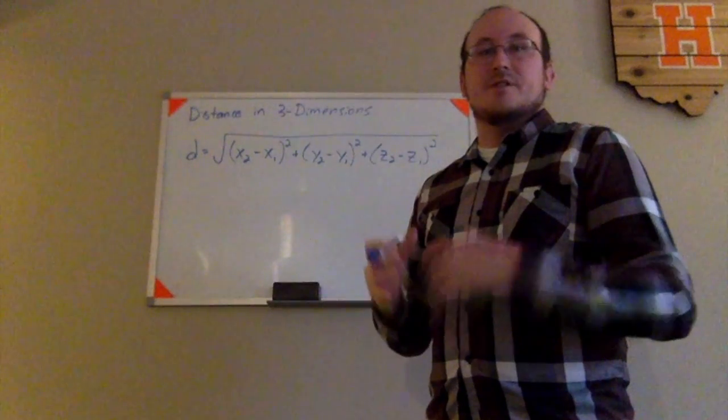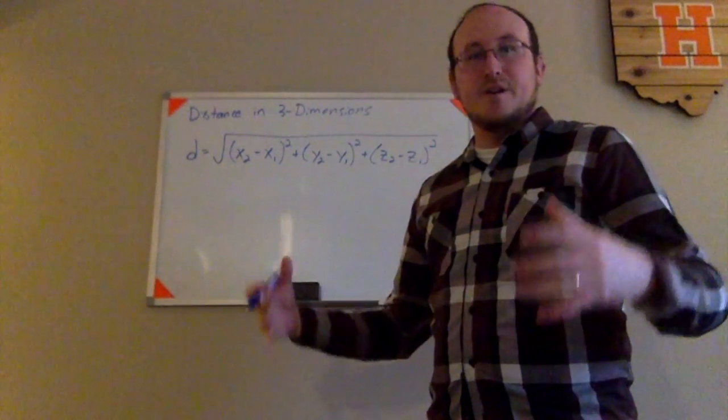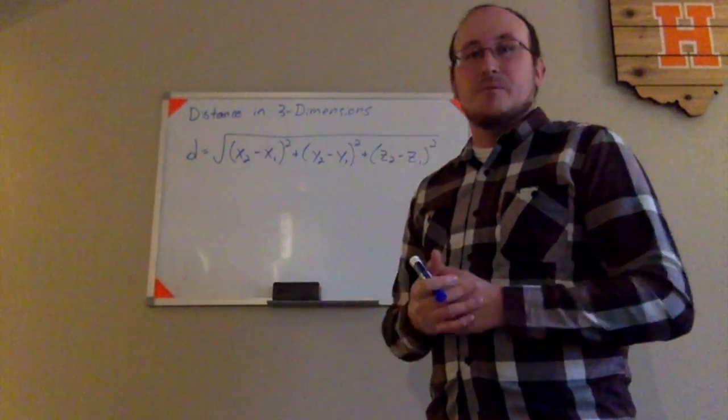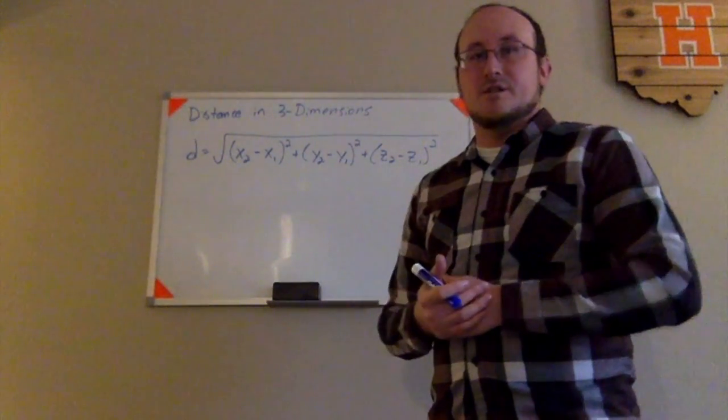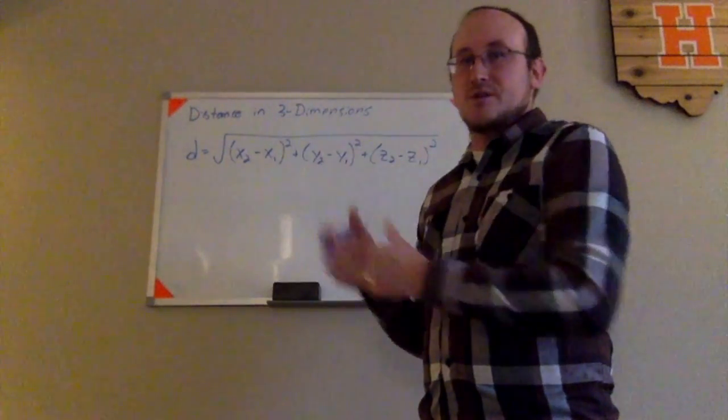We're going to take a look at how to find the distance between 2 points in a three-dimensional coordinate system. You might be familiar with how to use the distance formula in a two-dimensional coordinate system. 3 dimensions isn't all that different. It just adds an extra little piece to the formula.